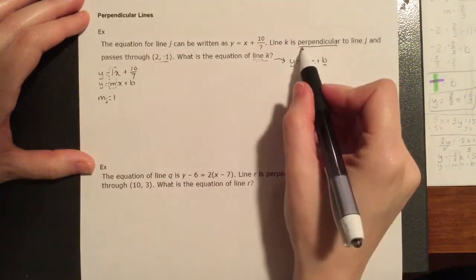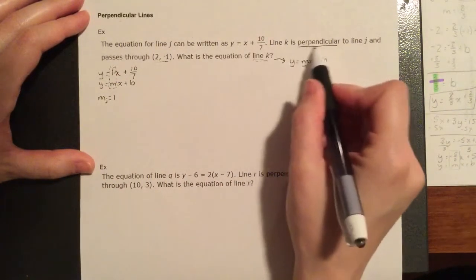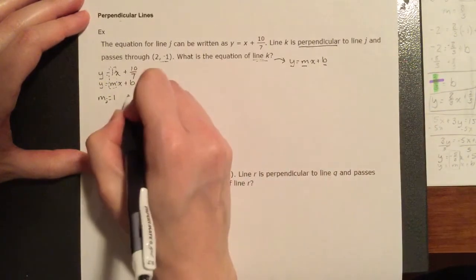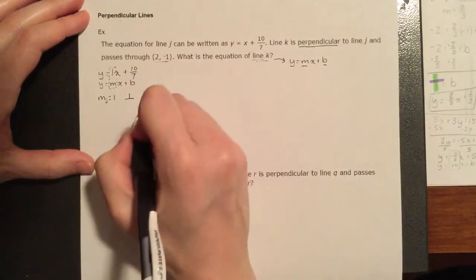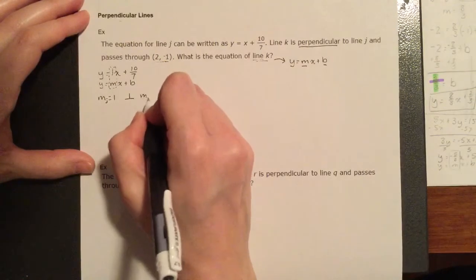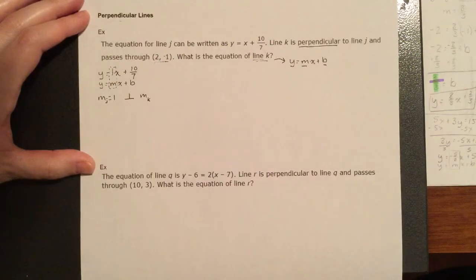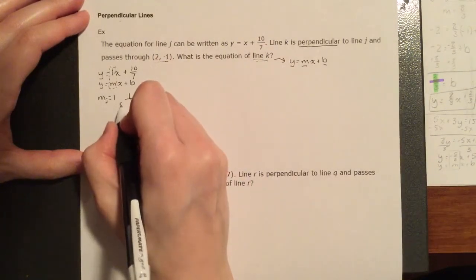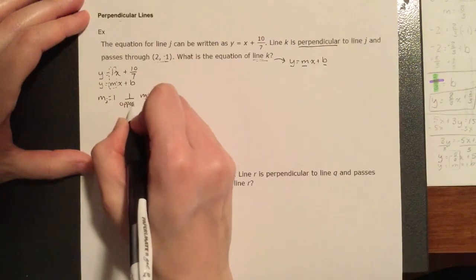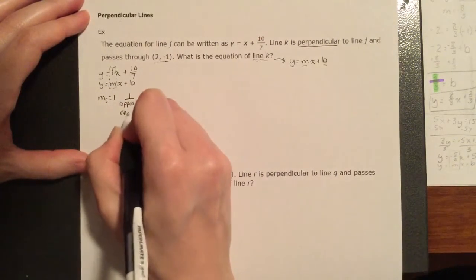They want us to write the equation for a new line that's going to be perpendicular. So the new line is going to be K. So I need the slope for line K. And remember, perpendicular means opposite reciprocal.